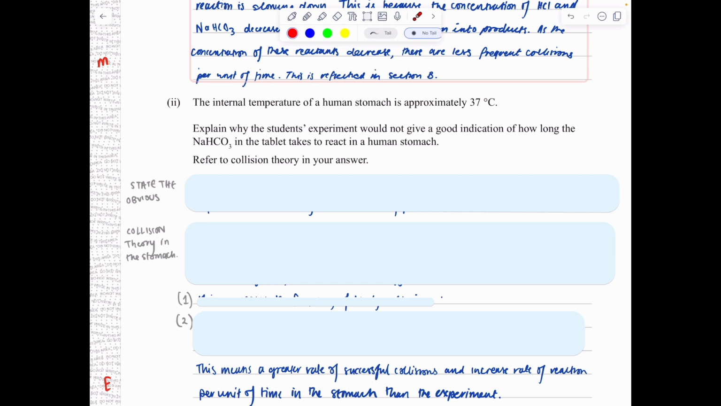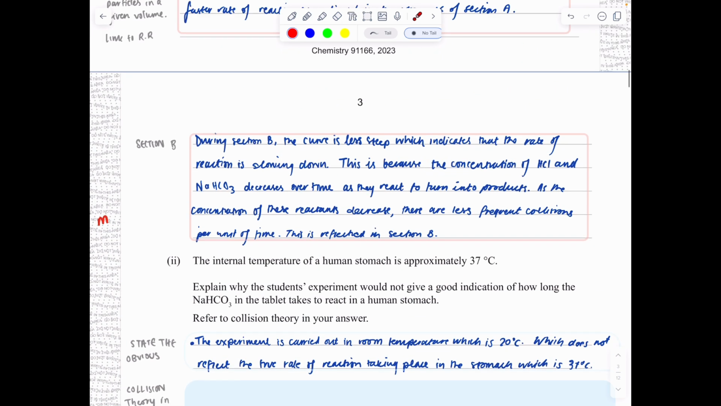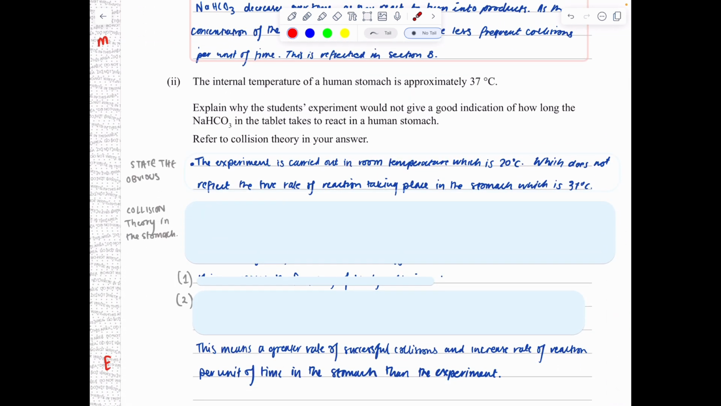So basically, these students are conducting an experiment outside of the human stomach, and they want to know if this will be a good indication for how long this tablet takes to react in this human stomach. Why isn't this a good idea? Well, let's state the obvious. The experiment is carried out at room temperature, which is 20 degrees, as stated in the question. So this does not reflect the true rate of reaction taking place in the stomach, which is 37 degrees.